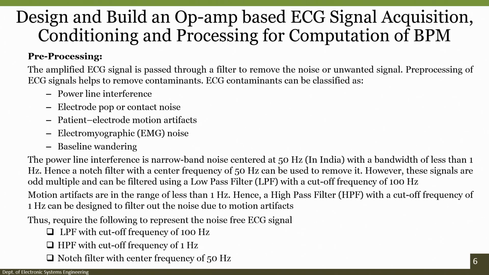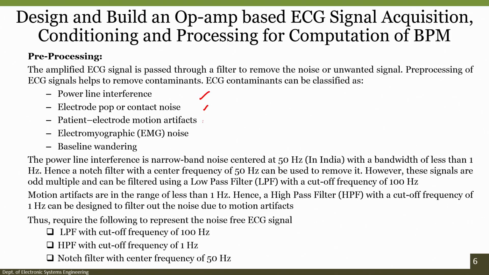Now, in our country, the power line noise is a narrow band noise around 50 hertz with a bandwidth of less than 1 hertz. So, we can use a notch filter at a frequency of 50 hertz. Now, you have seen different filters. Do you know what a notch filter is? It is a band reject filter. If it rejects just a single frequency, it looks like a notch, that is why we say notch filter. So, if you can design a notch filter for 50 hertz, then the power line interference will be taken care of.